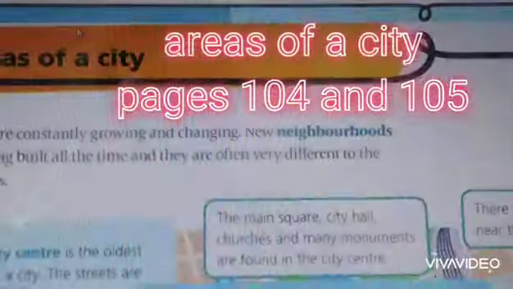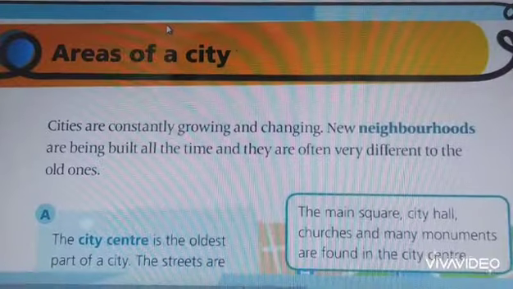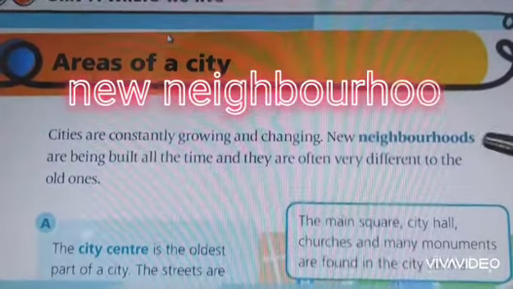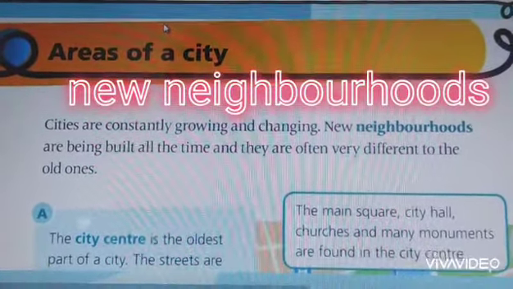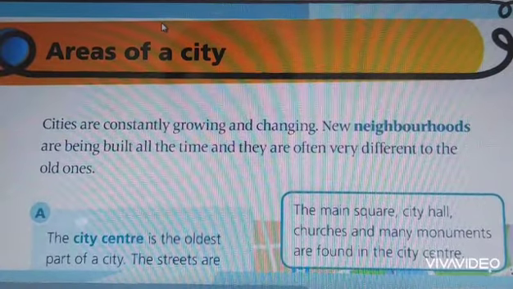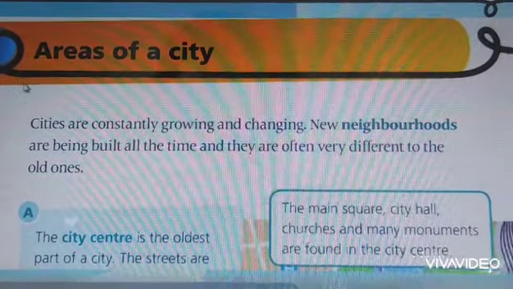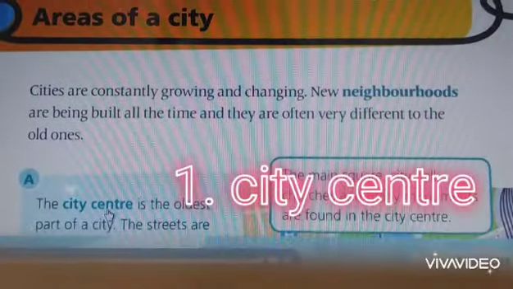here in the first paragraph, they are telling you that the cities are changing all the time. So new neighborhoods are being built all the time, and they are very different from the old ones. In the city, we can find 3 different parts.